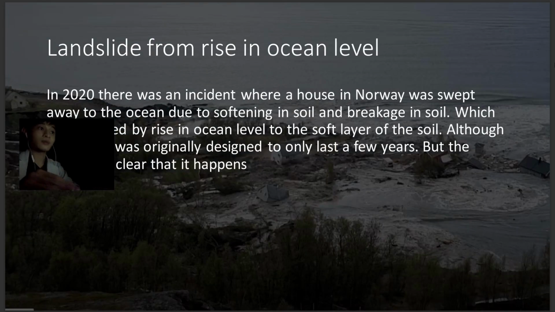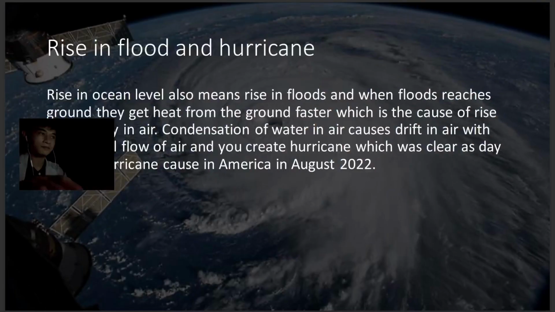In 2020, there was an incident where a house in Norway was swept away into the ocean due to softening and breakage of the soil, which resulted from the rise in ocean level reaching the soft layer of the soil, which breaks the soil. Although the house was originally designed to only last a few years, the result was clear that it happens. The third result of air pollution is a rise in floods and hurricanes.